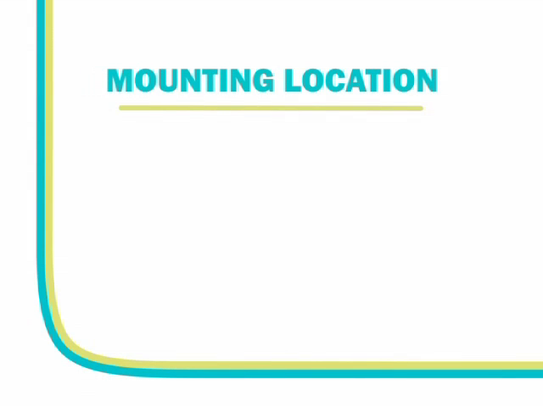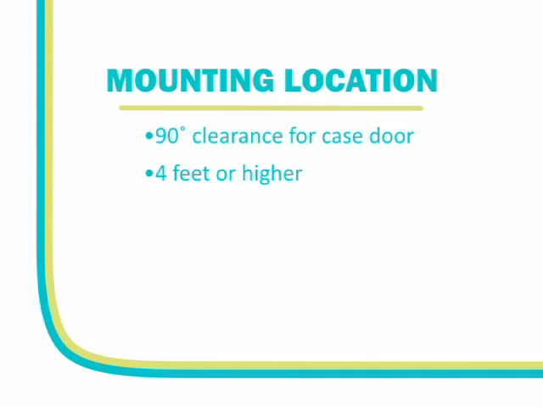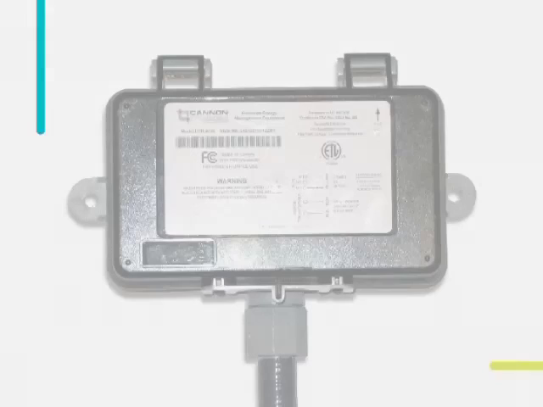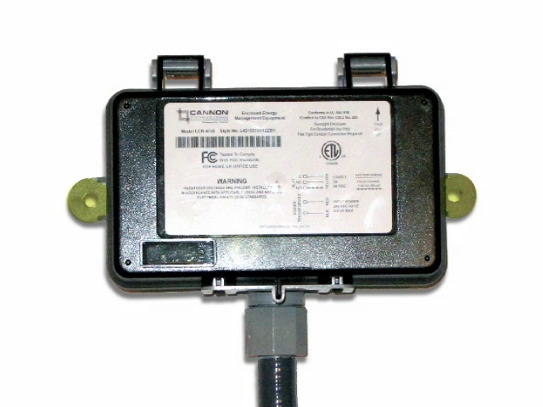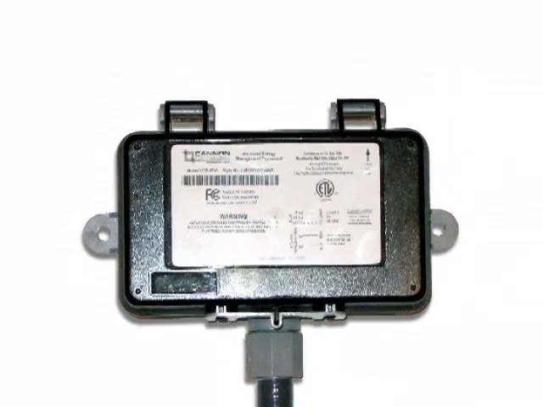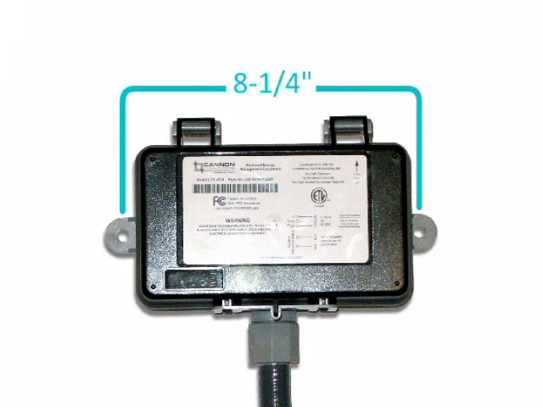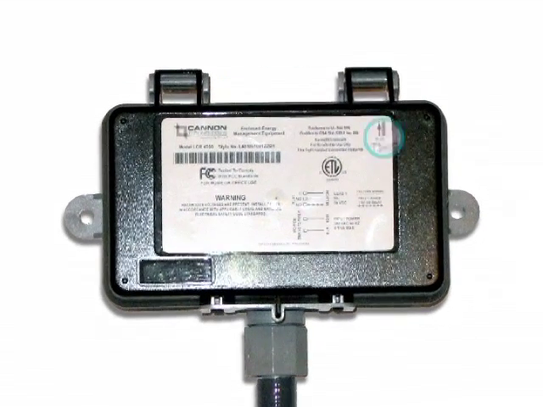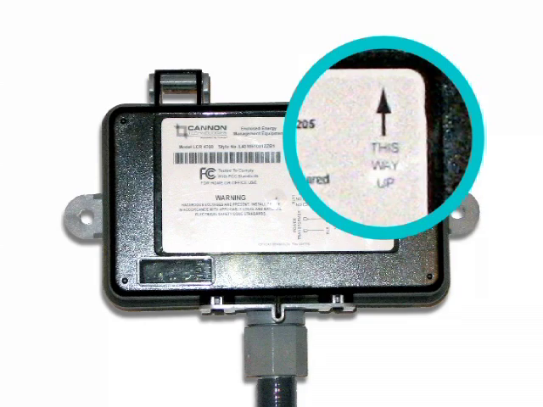You will need to ensure that the mount location will allow the switch case door to be opened at least 90 degrees. For optimal signal reception, try to mount the switch 4 feet or higher above the ground and away from metal surfaces. The switch has two pre-drilled mounting tabs to use for mounting the switch to the selected surface. The distance between the mounting tabs is 8 1/4 inches center to center, and the diameter of these holes is 0.3125 inches. The switch has a label which indicates which direction is up.